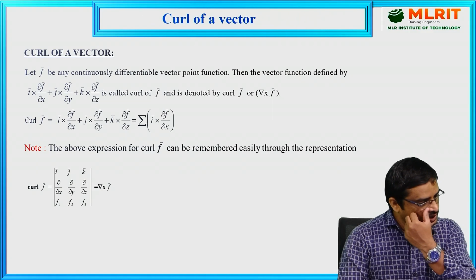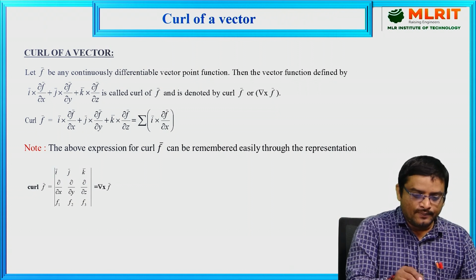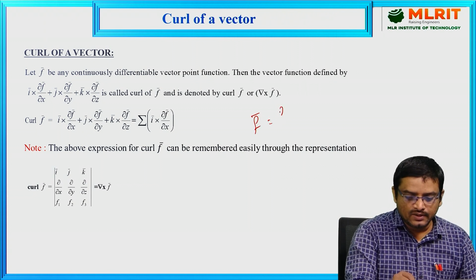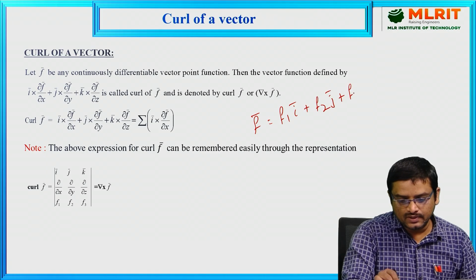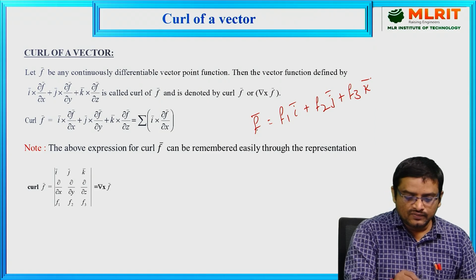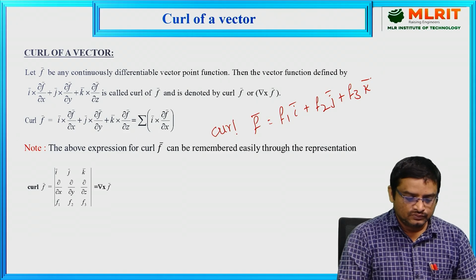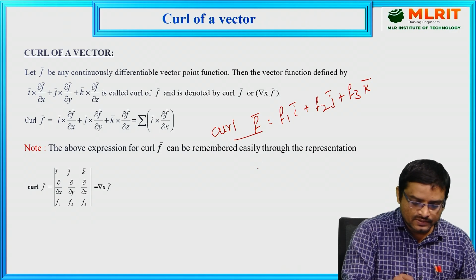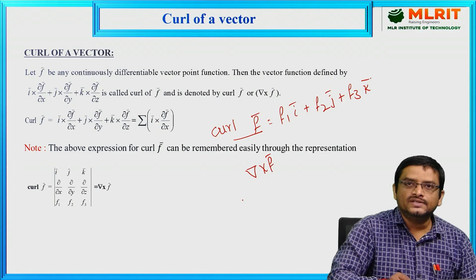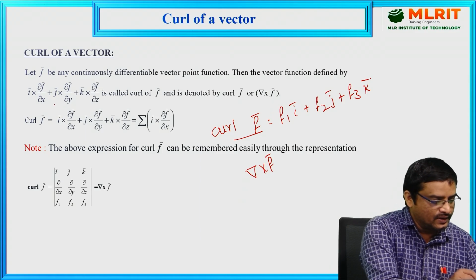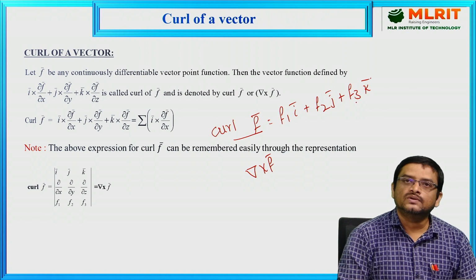So first we will take the curl of a vector point function. Suppose we consider f bar is equal to f1 i bar plus f2 j bar plus f3 k bar, and for this vector we are going to find the curl. The curl of f bar is represented with del cross f bar. Already we have seen what a del operator is. You take the del operator here and apply the cross product to this f bar.